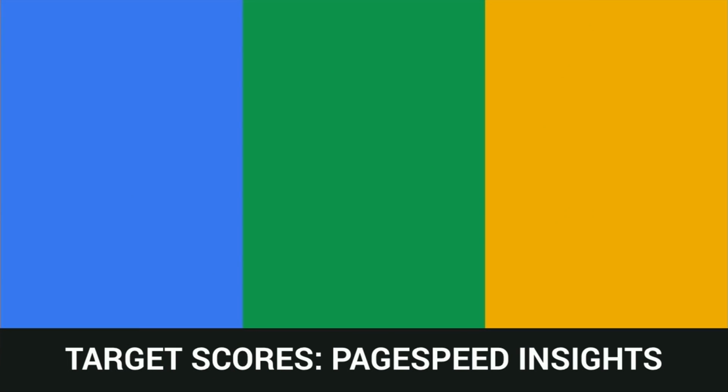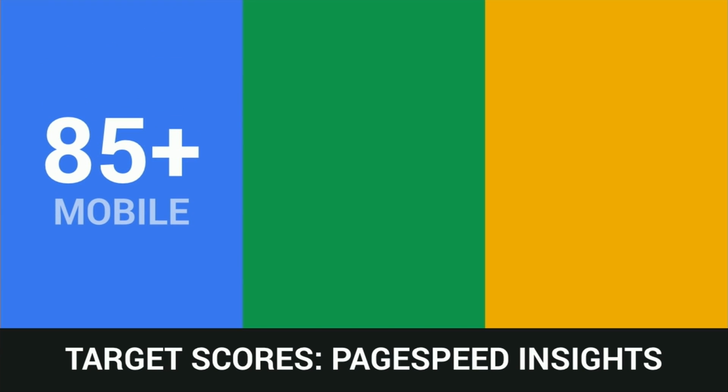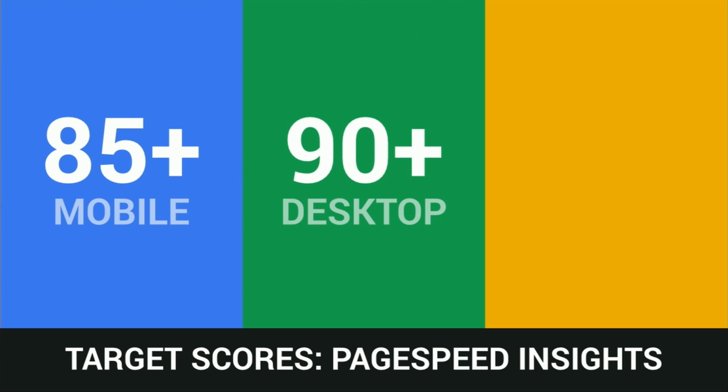People ask what kind of scores they should get. These are my own personal scores: 85 on mobile, 90 on desktop, and I don't want to see any UX issues. You could disagree with these. I would recommend that you go and have a look at what you're actually getting as your scores. I tend to say that if you're getting in this range, you haven't got any major issues there.